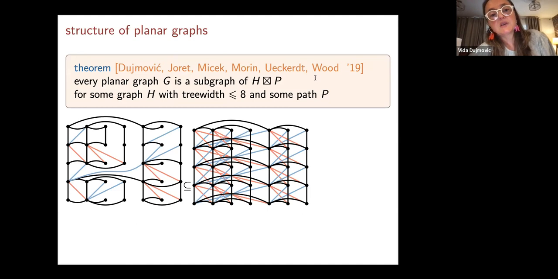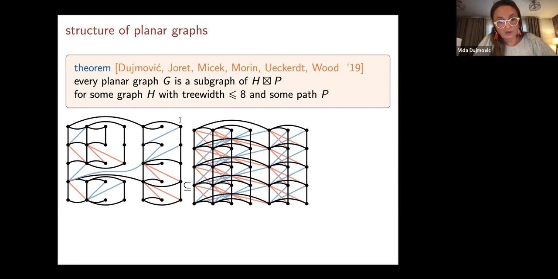This group of authors here on the top showed that every planar graph is a subgraph of a strong product of two graphs, where one is a path, P stands for a path, and one is a graph which has constant tree width. Originally, we had 8. I think the best right now is 6. Correct me if I'm wrong. So every planar graph is a subgraph of a strong product of a path and some graph of tree width at most 6.